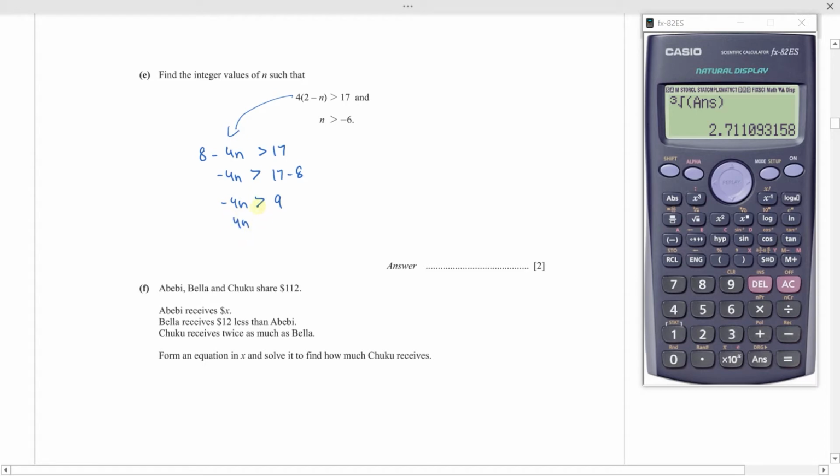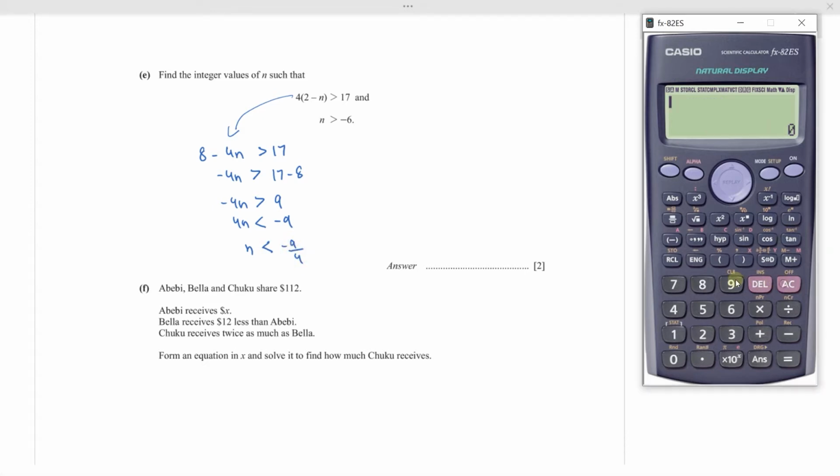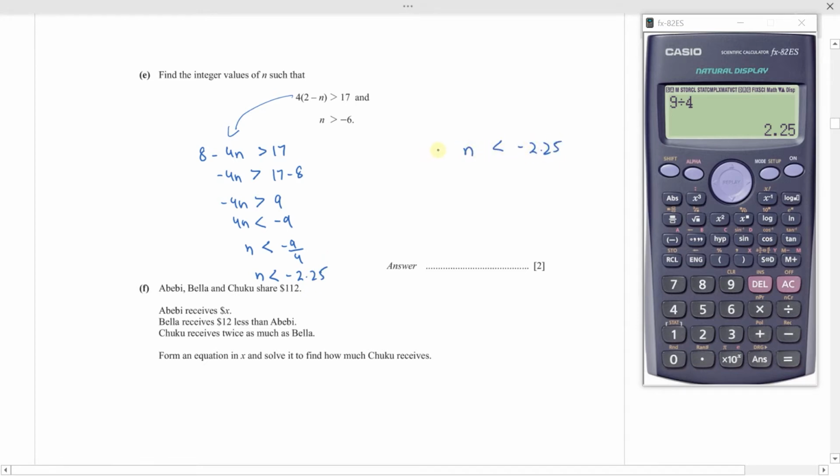And I will switch this inequality to less than now, since I'm multiplying with minus on both sides and minus 9 here. And n is less than minus 9 over 4. So 9 divided by 4 is 2.25. So n is less than minus 2.25. So now you have n less than minus 2.25 but greater than minus 6.